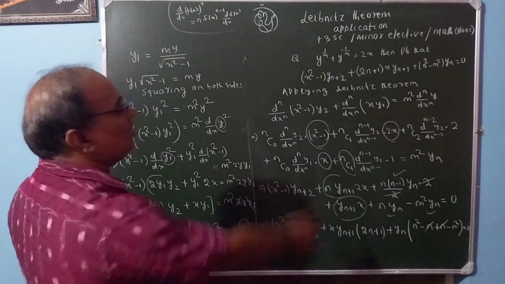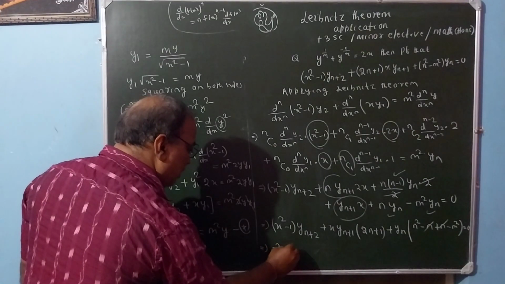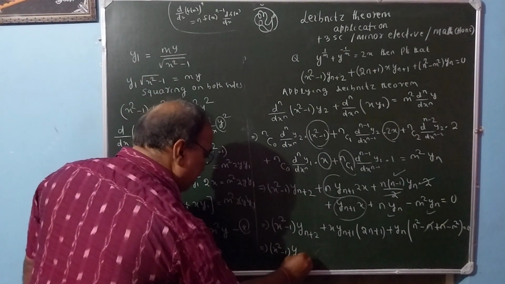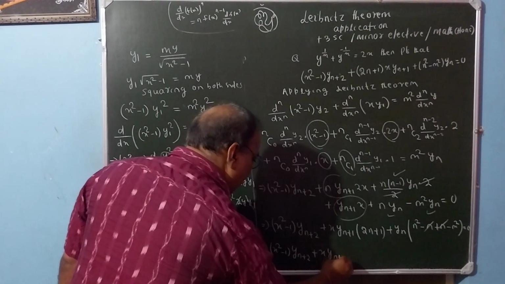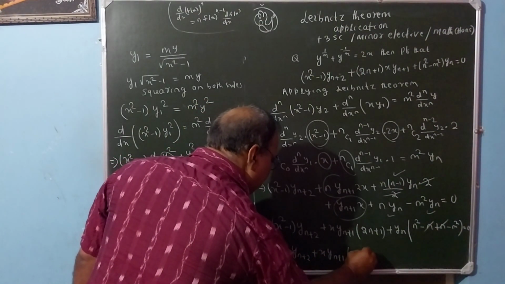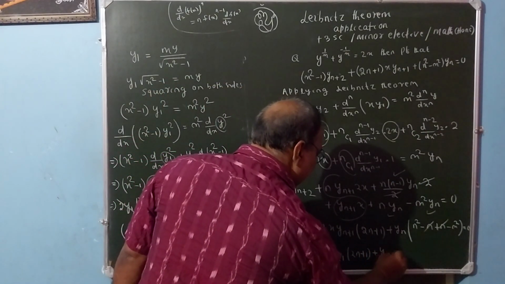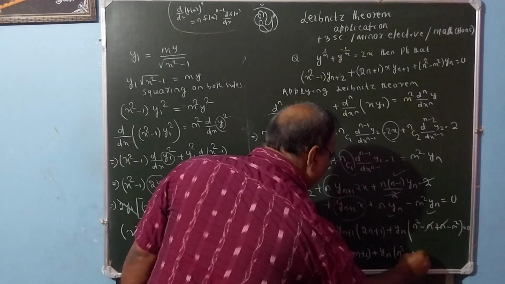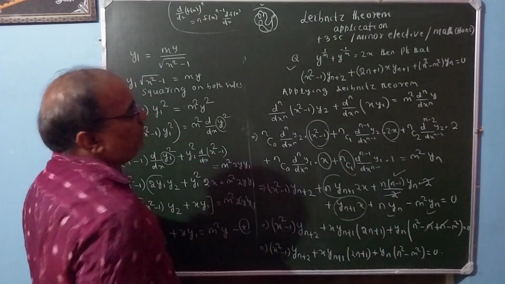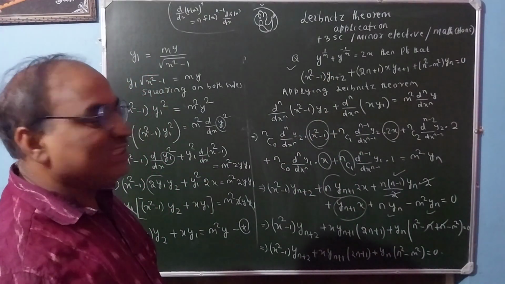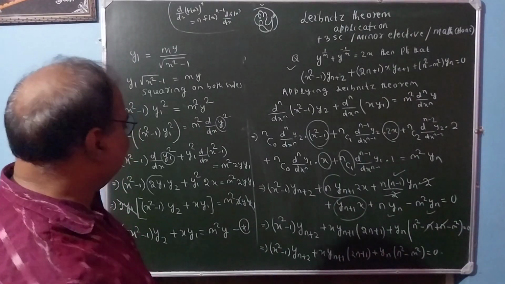Okay. So the answer will be reached here. Write down. Proved. (x squared minus 1) y_{n+2} plus (2n plus 1) x y_{n+1} plus y_n (n squared minus n squared) is equal to 0. So proved. Very important question. As far as your examination is concerned, it is a very long question. Okay, so the answer will be reached.